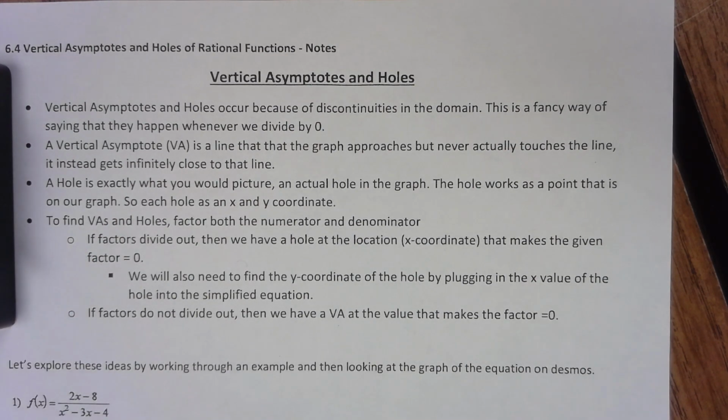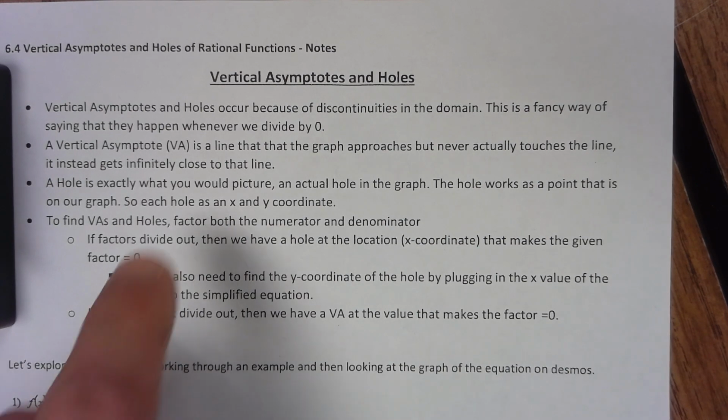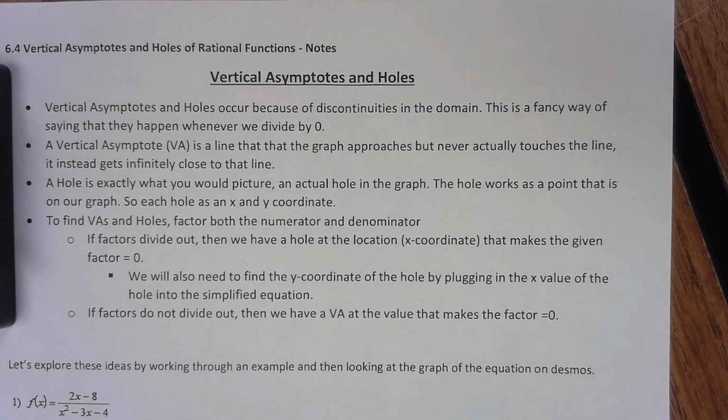Then depending on what happens when we divide by 0, we either get a vertical asymptote or a hole. A vertical asymptote, which I'm going to abbreviate VA, this is just describing it. I think I have some typos there. It's a line that our graph approaches, but we never actually touch it. We get infinitely close to that line, but we never 100% get there. That's a really important piece for us to think about. And again, it happens because of the discontinuity in the domain. I'm going to show you what that looks like on the graph in just a second.